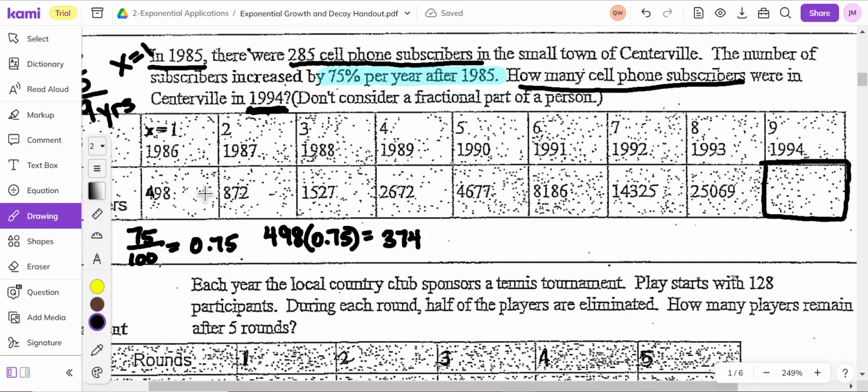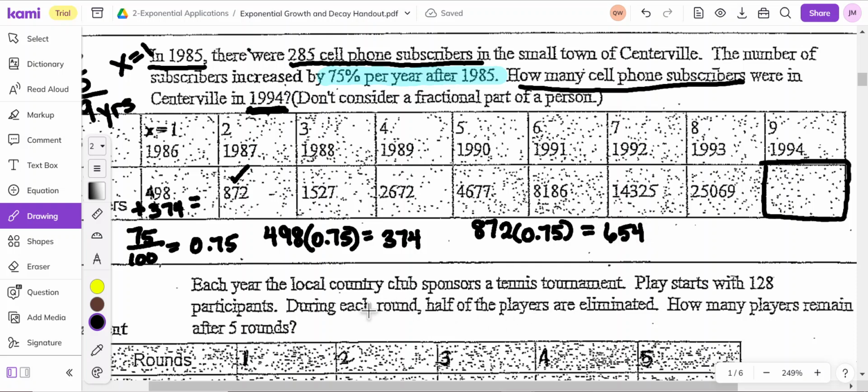So we added 374 subscribers the first year. So you need to do 498 plus 374. And how much does that give us? 872. Now, we're in the second year. What is 75% of 872? So 872 times 0.75. 654. Did we all agree? Was it rounded correctly? Yeah.